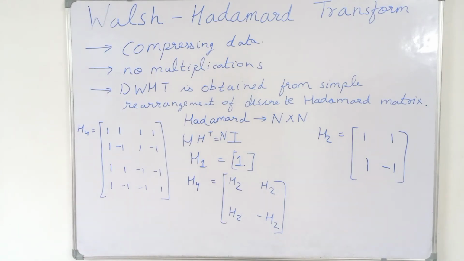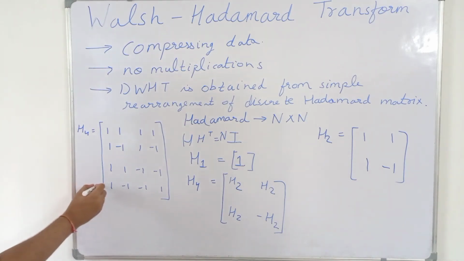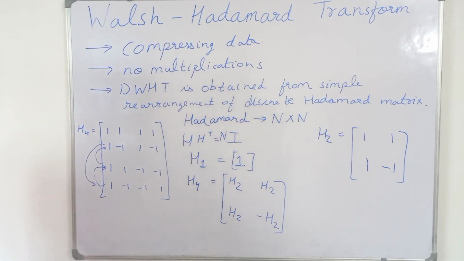The DWHT, or the discrete Walsh-Hadamard transform, is easily obtained from a Hadamard transform by just rearranging. What we rearrange is that the second row will now move to the fourth row, the fourth row will move into the third row, and the third row will move to the second row. So this is the arrangement for getting the discrete Walsh-Hadamard transform, and we also normalize it.